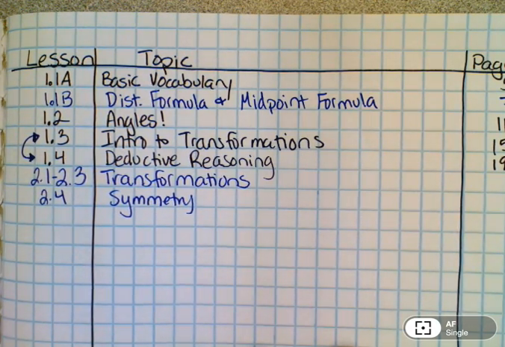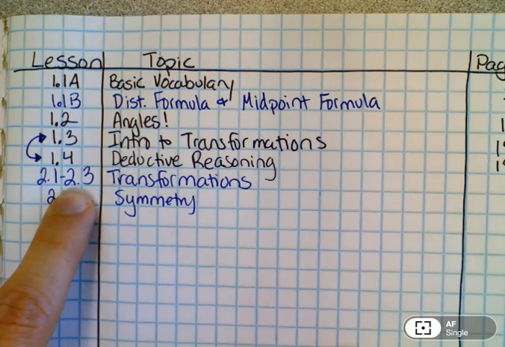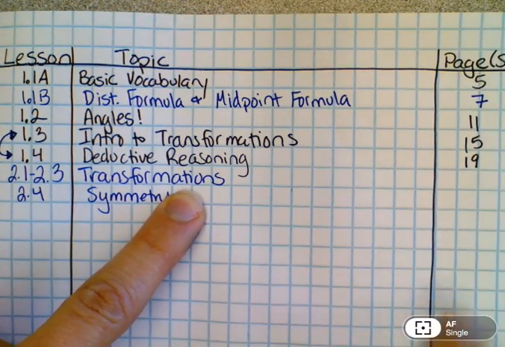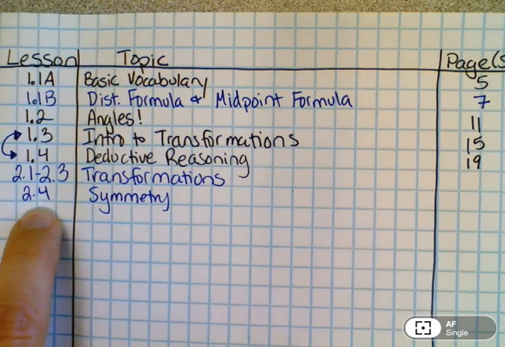But for the last 3 lessons, we've been working in our rigid transformations book. So we're going to go ahead and just write 2.1 to 2.3. That was transformations, and I don't know what page that'll be on, but you will turn to a new page and glue your book onto that page at some point. And then today we're going to be doing lesson 2.4, which is symmetry.